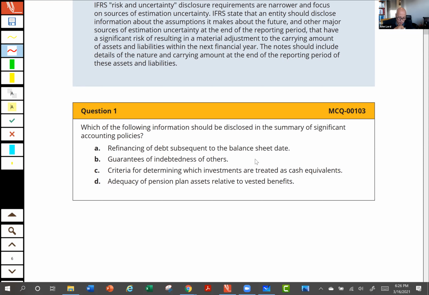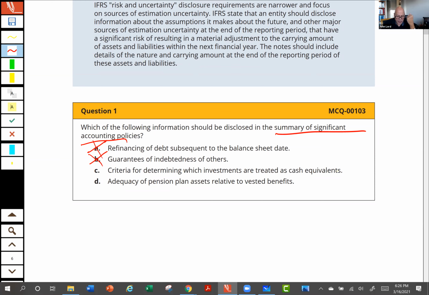So let's take a look at this one. Which of the following information should be disclosed? And the key is summary of significant accounting policies. Well, refinancing of debt subsequent to the balance sheet date might be something that you want to disclose, but it is not a summary of significant accounting policy. Okay. Guarantee of indebtedness of others, we have to disclose certain things about related party transactions, but that is not a summary of significant accounting policy.